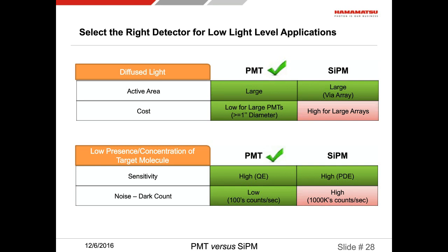SiPMs via arrays can have large area, but as we discussed, cost increases as area increases. They can have high sensitivity. However, the dark count rate is quite high. And so in this case, PMT would be a much better choice.